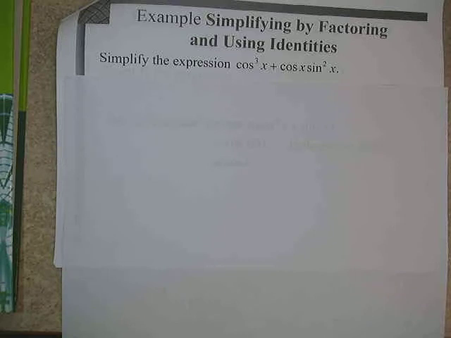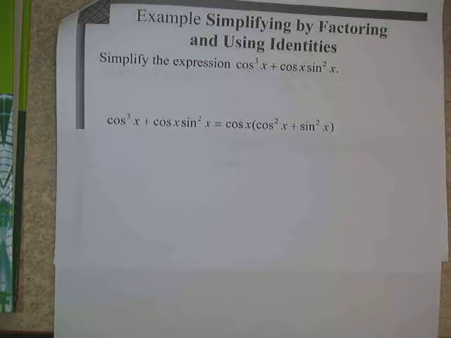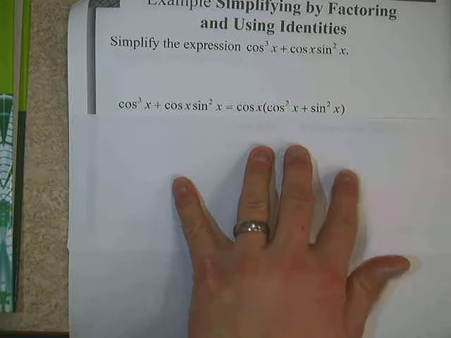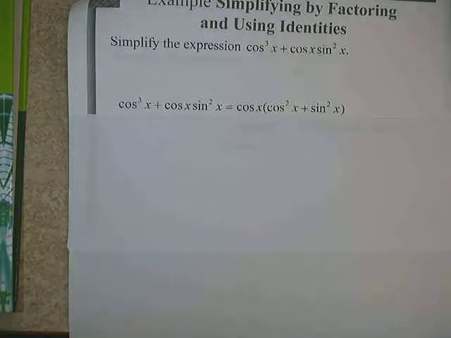True? So it's kind of like what we learned in algebra, that the first thing you want to look for is, do they have a GCF? Do they have any kind of greatest common factor? In this case, they both have a cosine x. So what we want to do then is factor that out. We'll take that cosine x out, and we'll be left with cosine squared x plus sine squared x. Fair enough?